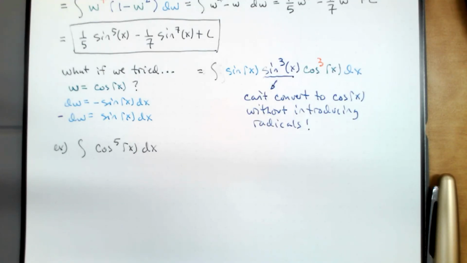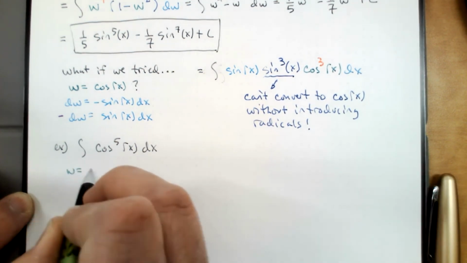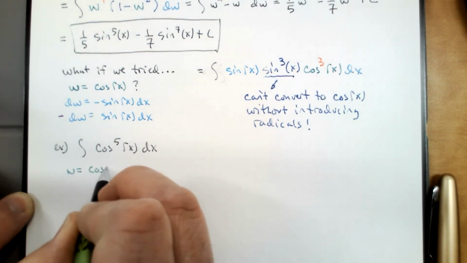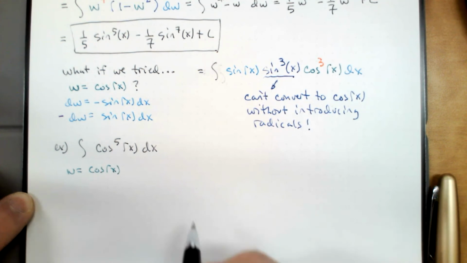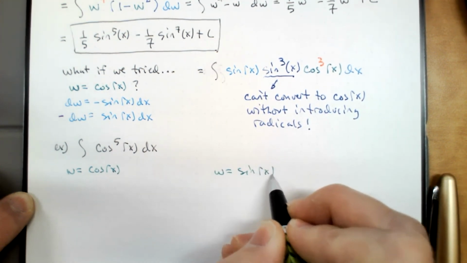So here's why this problem is so cool. We're not going to make the substitution cosine, even though it's like, oh, the only thing you can substitute is cosine, right? No, we're still going to make the substitution sine. Why are we going to make the substitution sine instead of cosine? Why is W equals cosine X not going to work, where W equals sine X is going to work?